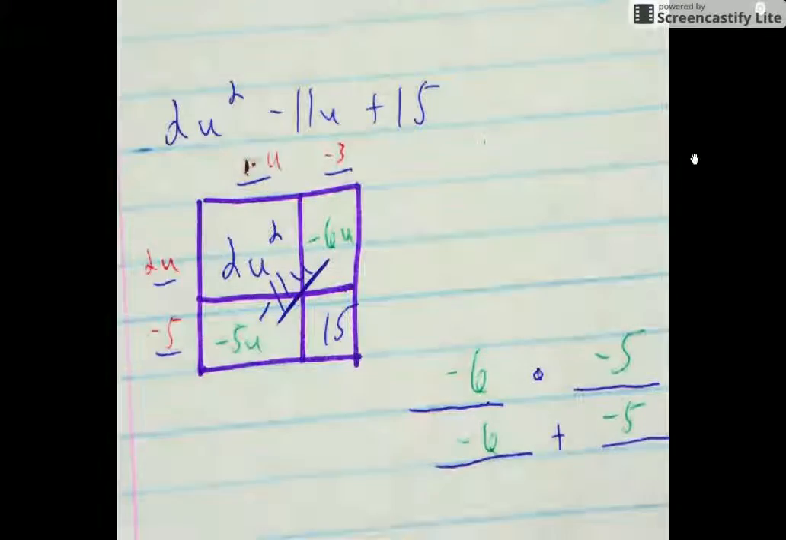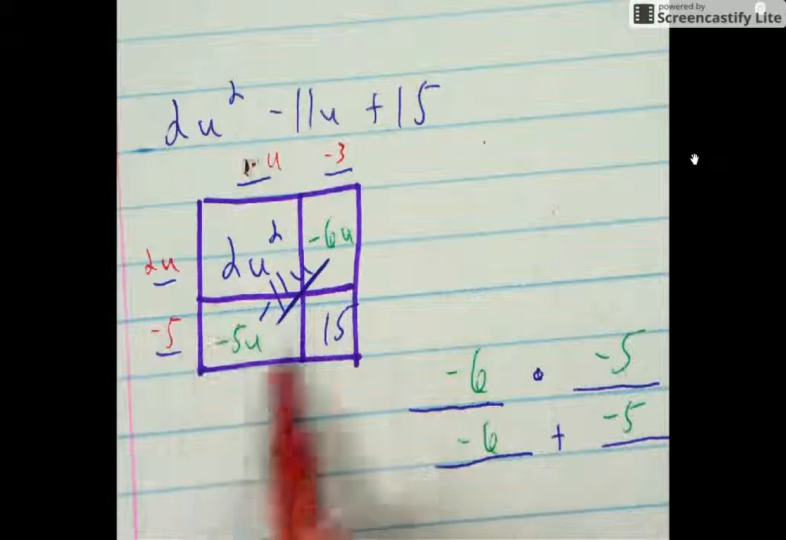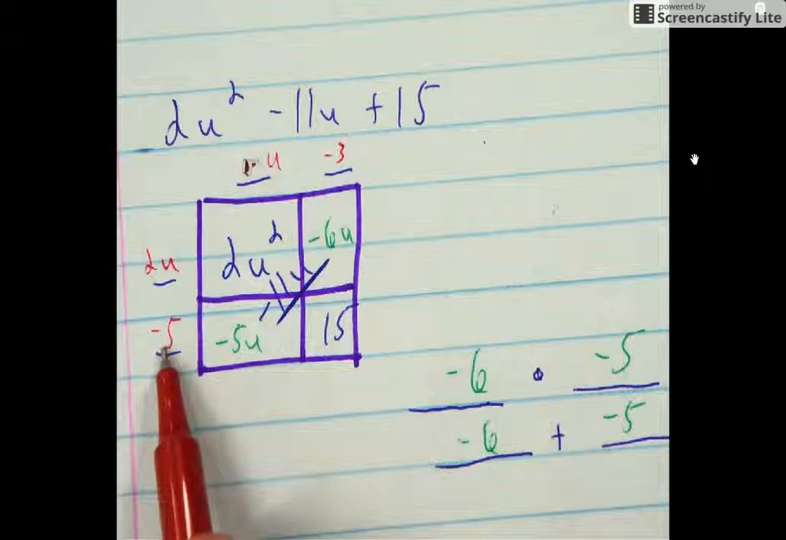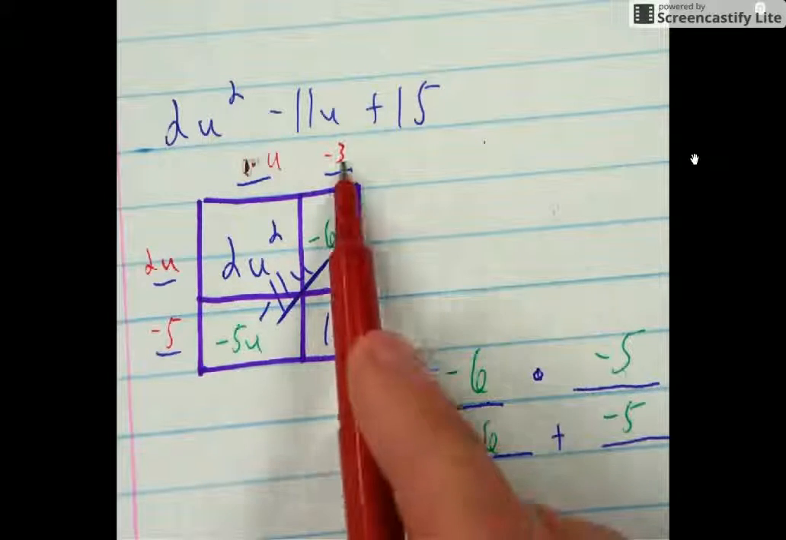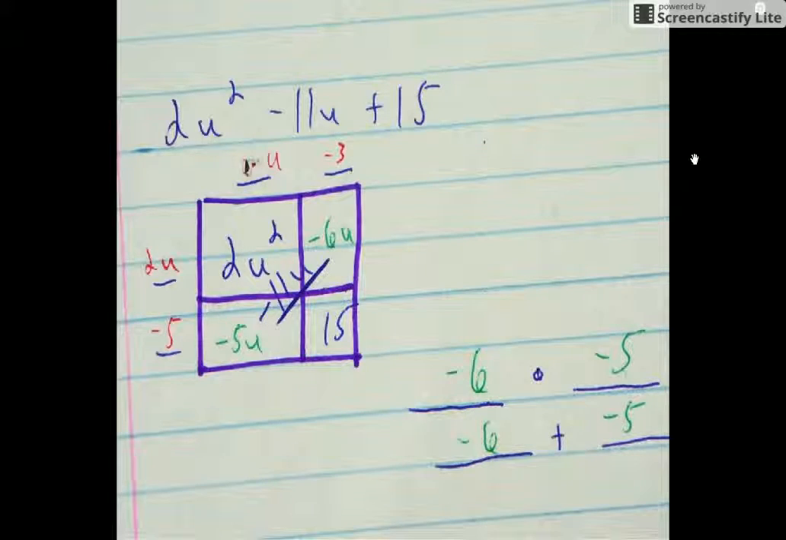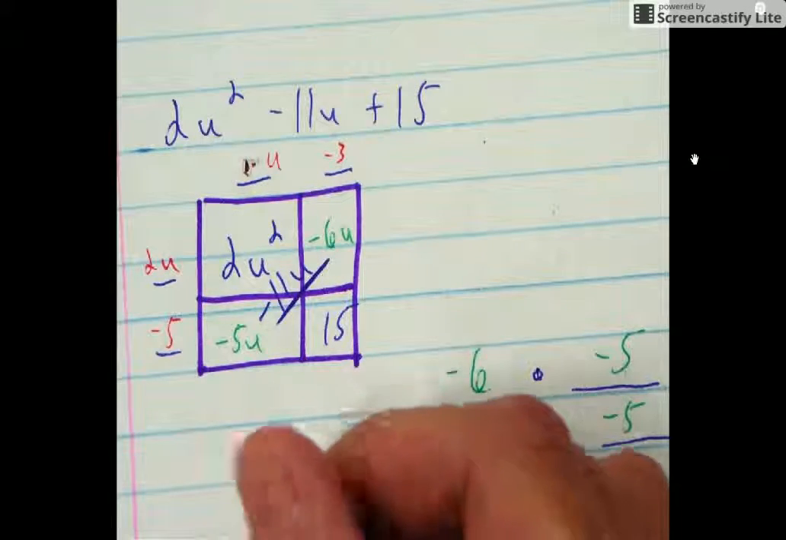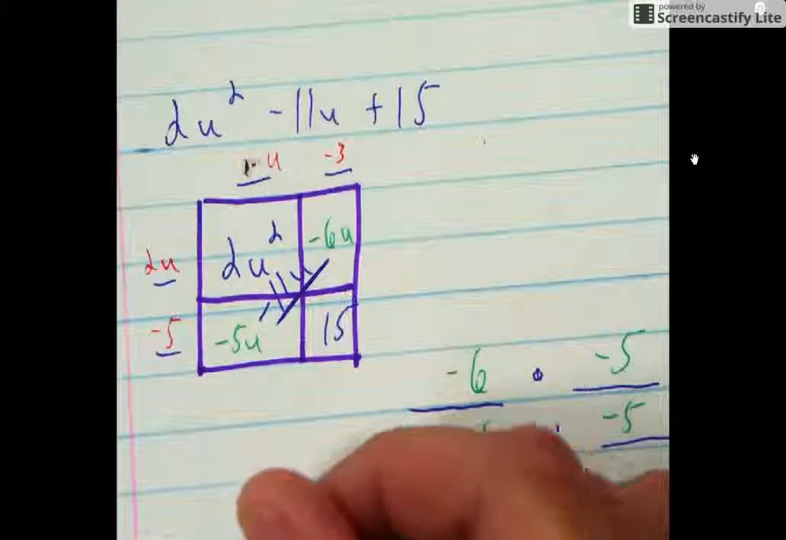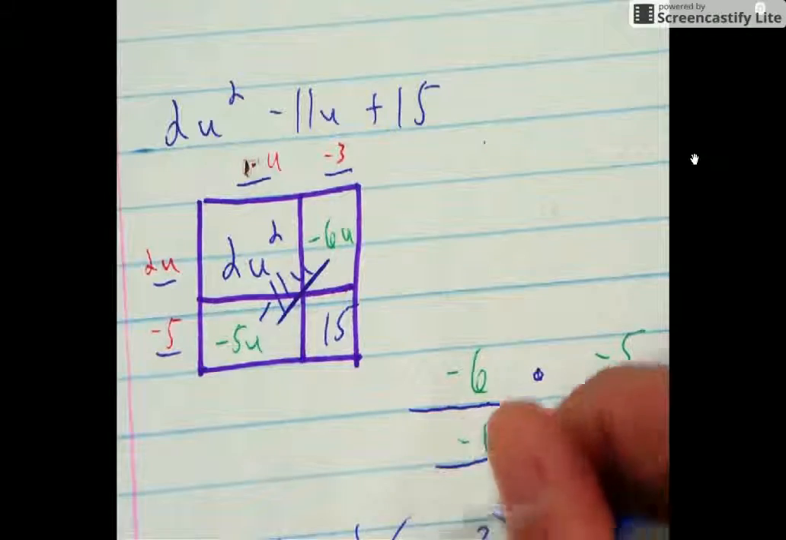So then to double check, these two areas have this dimension in common, so that must be a negative 5. These two areas have this dimension in common. Their greatest common factor is a negative 3. So if I write the dimensions of the entire rectangle, that's going to give me a 2u minus 5 and a u minus 3.